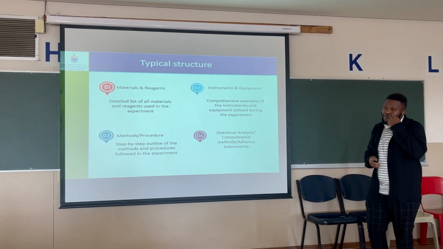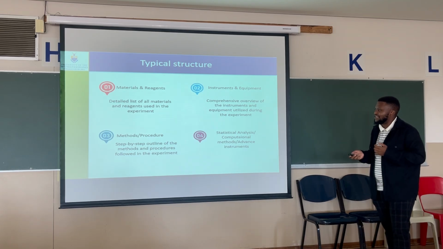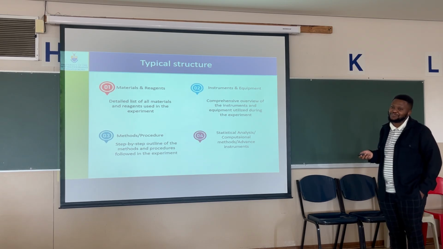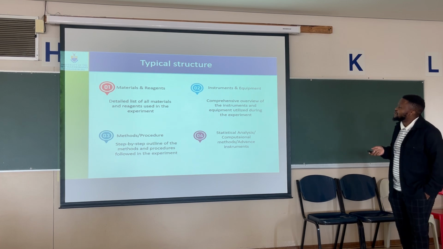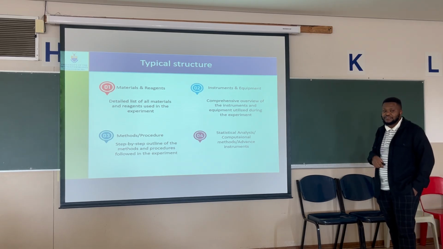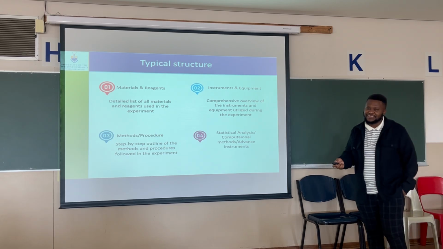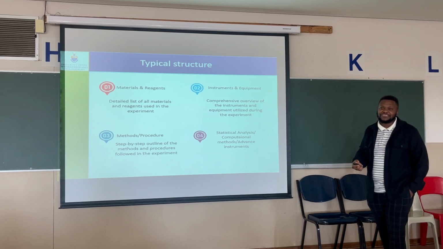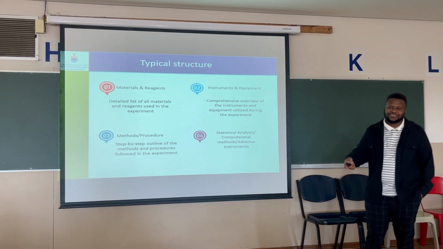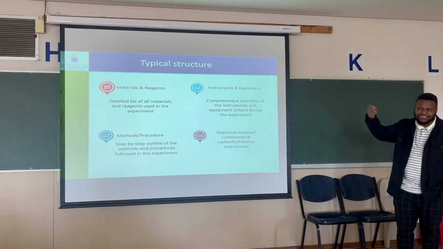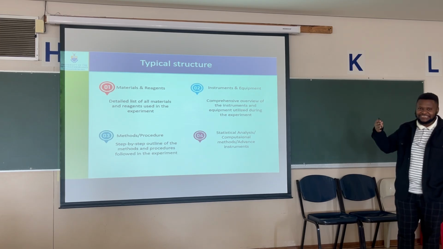So the typical structure of an experimental procedure, like I said, will have your materials and your reagents. This is the detailed list of all the materials and the reagents that you use in your experiment. The second thing would be the instruments and the equipment. This will be an overview of all the instruments that you've used and the very specific conditions that you used while conducting that experiment or that characterization. The third thing would be the method and procedure, and this is when you detail, I added what into what, and then I put this in whatever it is, and I dried it when I was finished. So it's the step-by-step, very detailed procedure on exactly what you did.